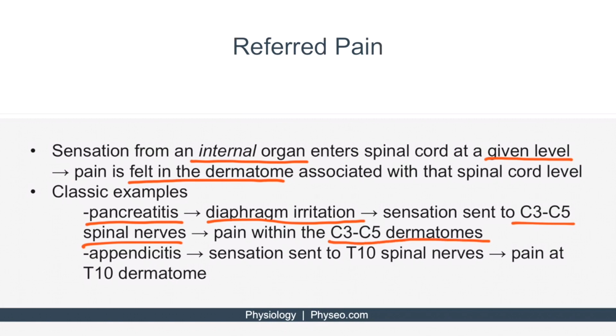the dermatomal region. Another example is appendicitis, where sensation is sent to the T10 spinal nerves, but the pain is felt at the T10 dermatome. So it's as though the spinal cord senses the pain from the correct level, but attributes it to the wrong part. So we're having pain in the dermatome when there's no problem with the dermatome, rather there was a problem with the internal organ. So let's draw this out.